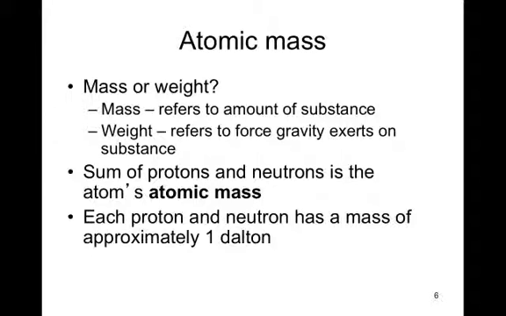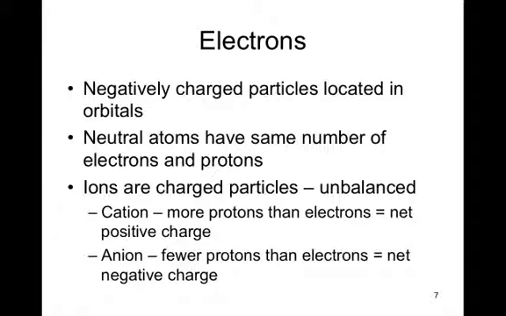And electrons have 1/1840th of a Dalton for their mass. So their contribution to atomic mass is negligible. So we say the sum of protons and the neutrons is the atomic mass, which is generally double the atomic number. So electrons are the negatively charged particles.